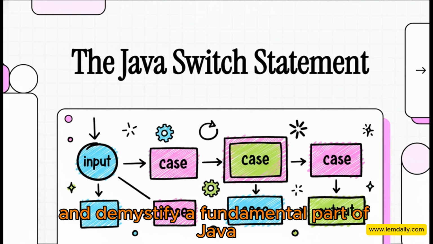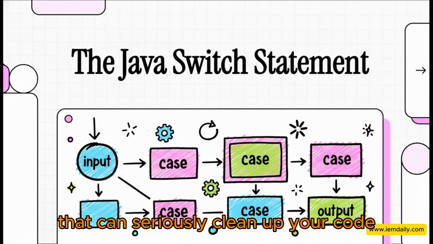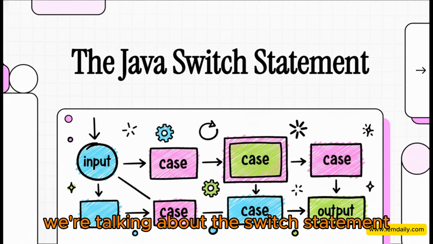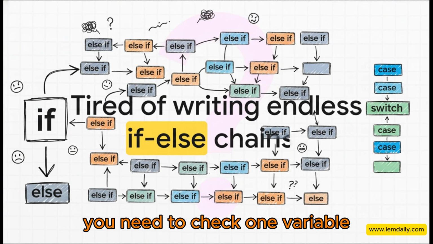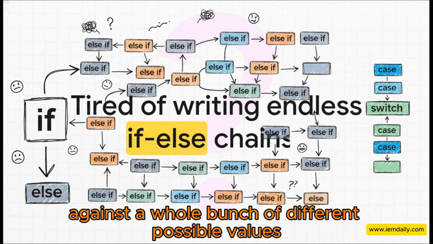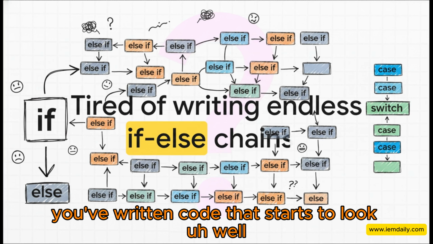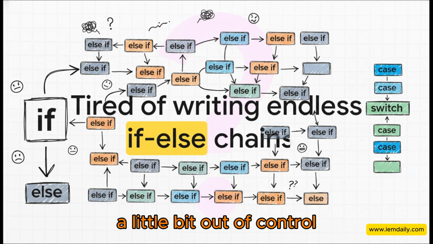All right, let's dive in and demystify a fundamental part of Java that can seriously clean up your code and make it way easier to read. We're talking about the switch statement. You know that feeling, right? You need to check one variable against a whole bunch of different possible values. And before you know it, you've written code that starts to look, well, a little bit out of control.